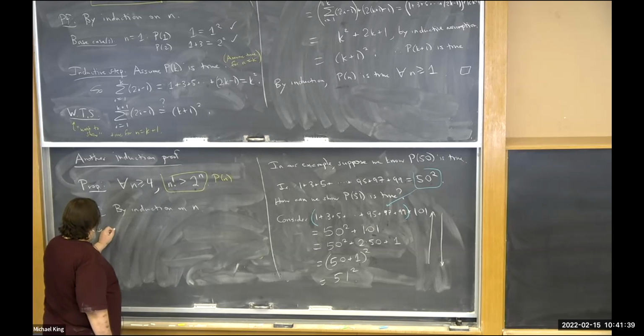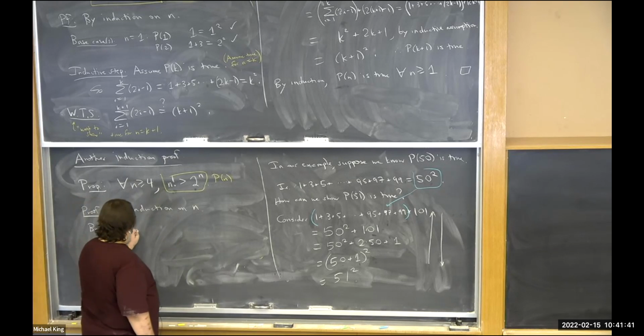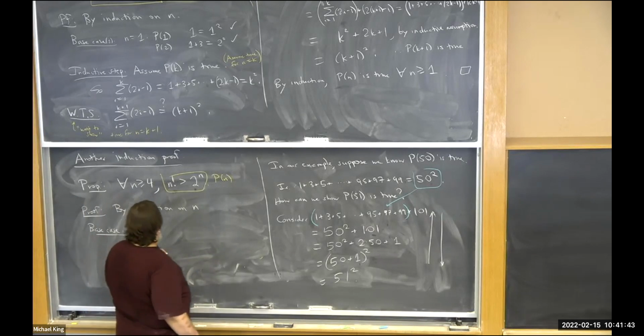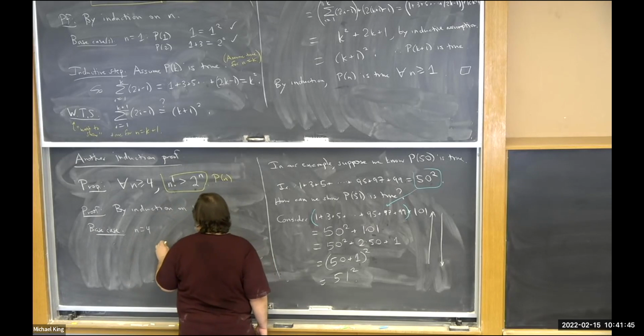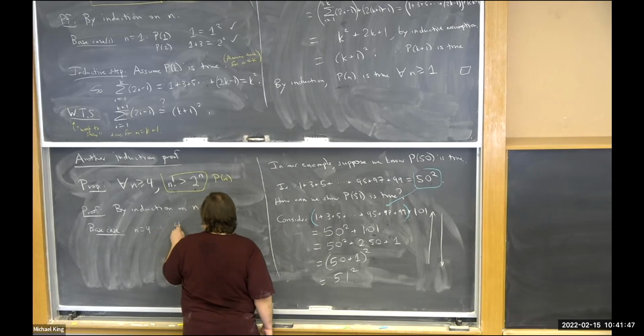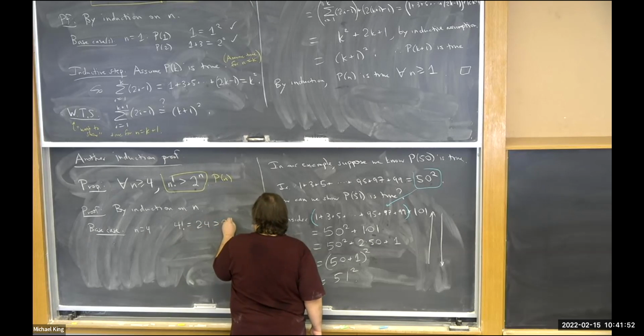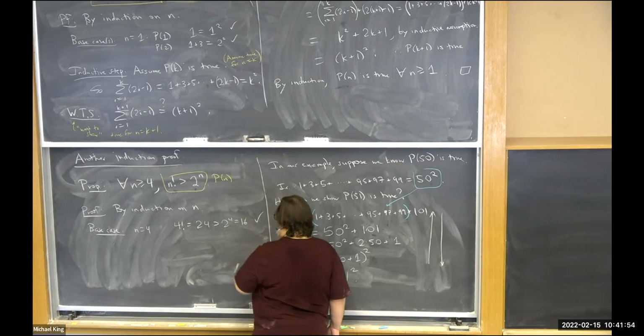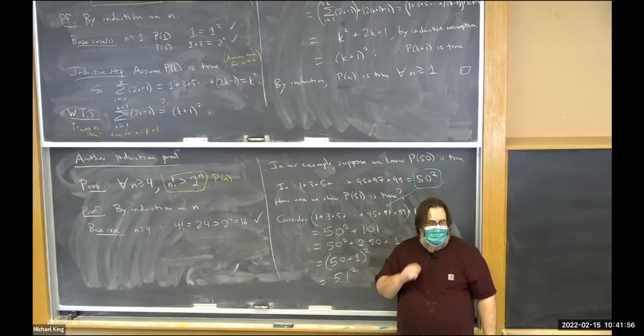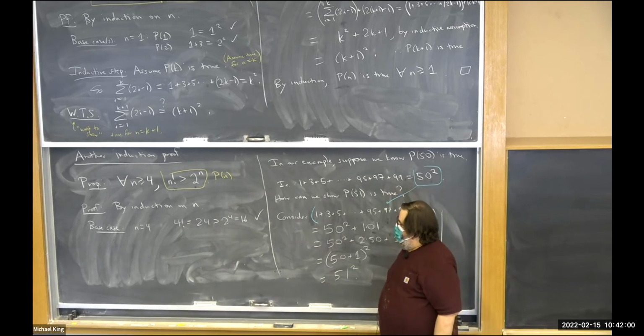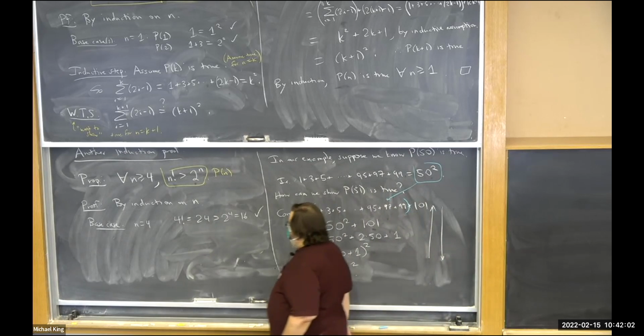Base case. So now the base case is n equals 4, right? We could check 5 also if we wanted to, but 4 factorial is 24, which is greater than 2 to the 4th, which is 16. Check. Base case is always the nice part of the proof. Pretty straightforward.